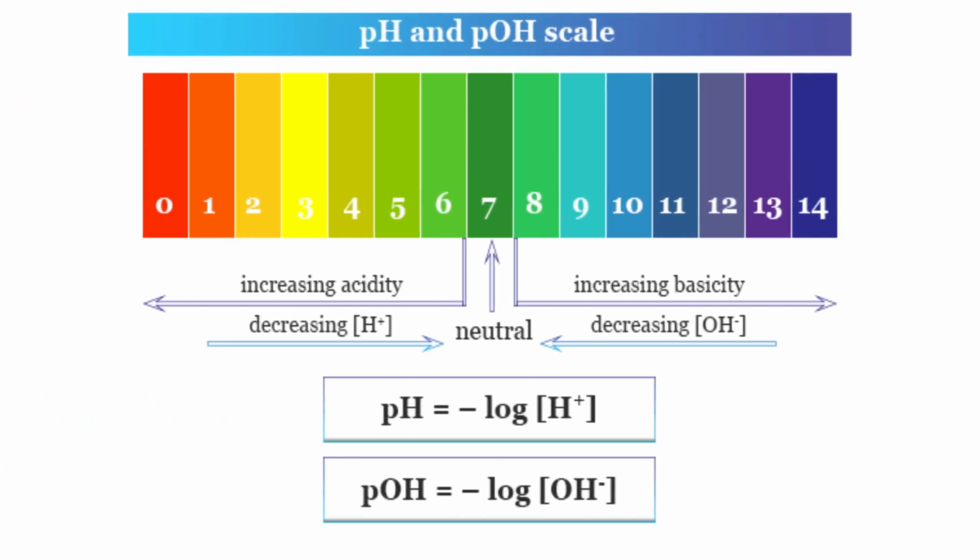And finally, let's visualize the pH and pOH scale together. On a scale from 0 to 14, as we move from left to right, acidity decreases while the concentration of H+ ions also decreases. At pH 7, we are neutral. As we continue to the right, basicity increases while the concentration of OH- ions decreases. And we define pH and pOH with their mathematical formulas. pH equals negative log of the H+ ion concentration, and pOH equals negative log of the OH- ion concentration.